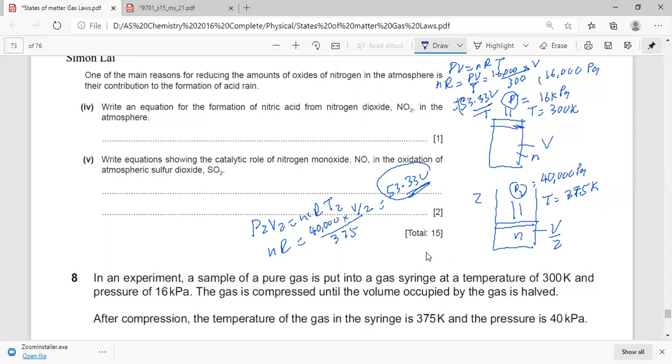Now this is not the only one. There's one more. Just a bit more time. Sorry about this. Question 58, same idea.